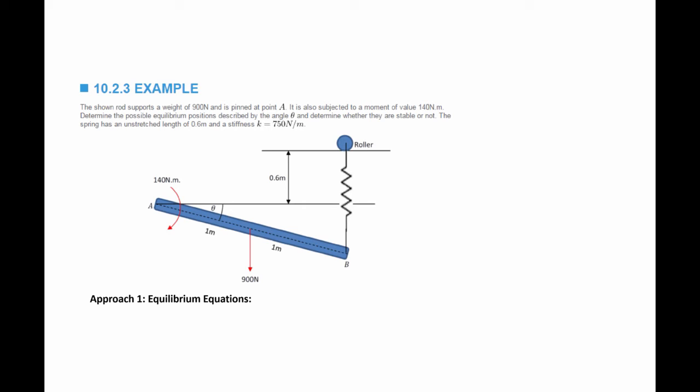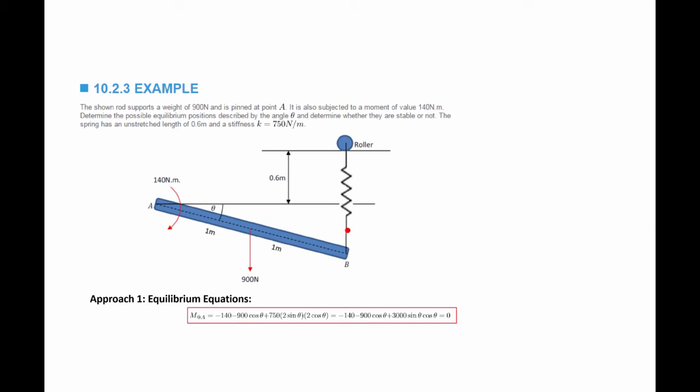Sum of forces equal 0, and sum of moments equal 0. If we sum the moments around A, and if we consider the clockwise direction as negative, then we have the sum of moments around A. First, I have negative 140 Newton meter, and then this weight, 900 Newton, multiplied by the horizontal distance, and the horizontal distance is equal to 1 cosine theta.